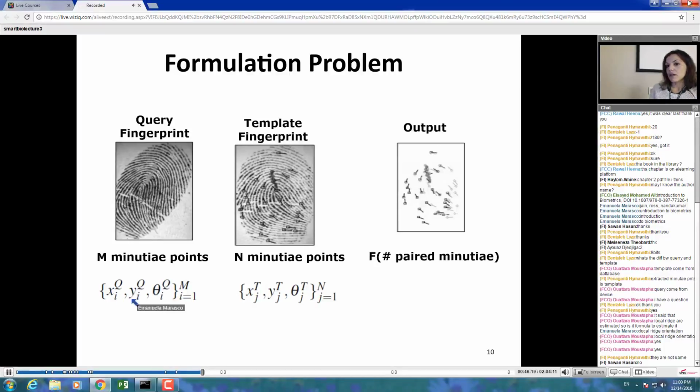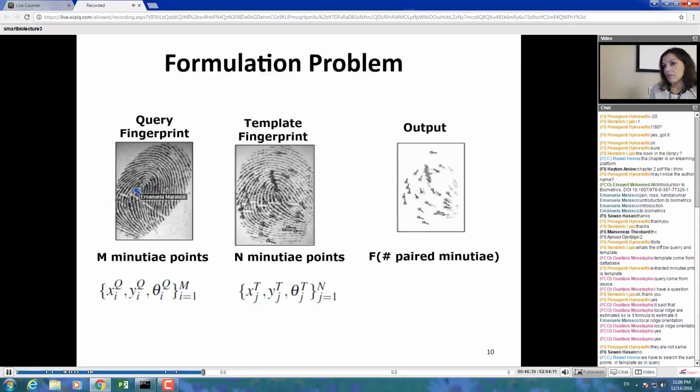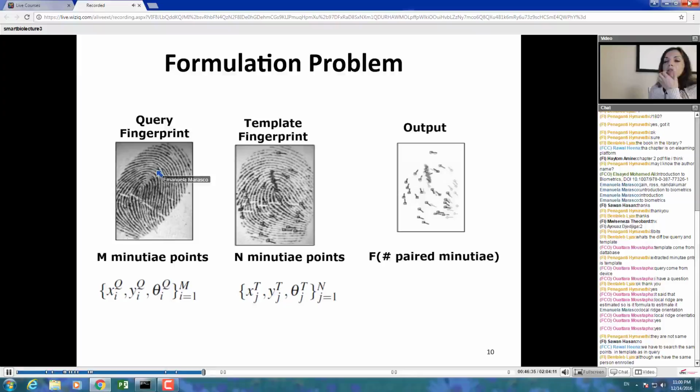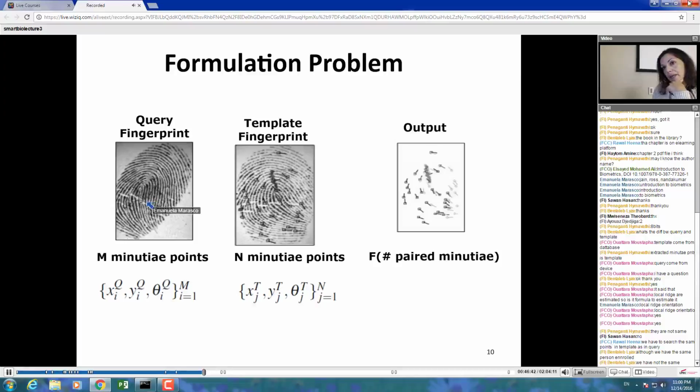Since this is how I place the finger, for example, all the minutiae will be rotated by a certain angle. Because instead of the finger being placed vertically, I just rotate it by maybe 30 degrees or 45 degrees. So all the minutiae will be rotated by a certain angle, right?